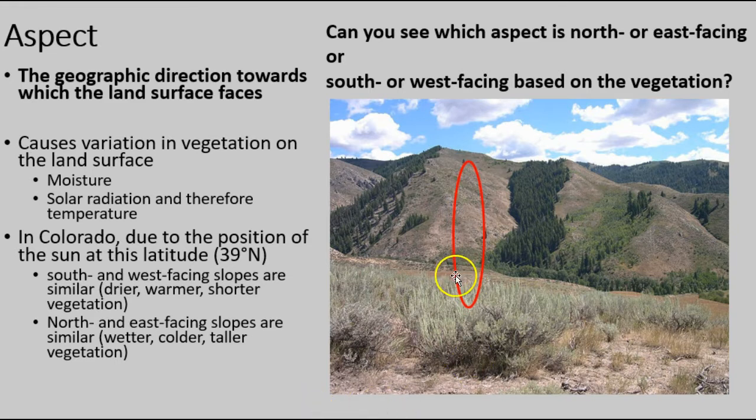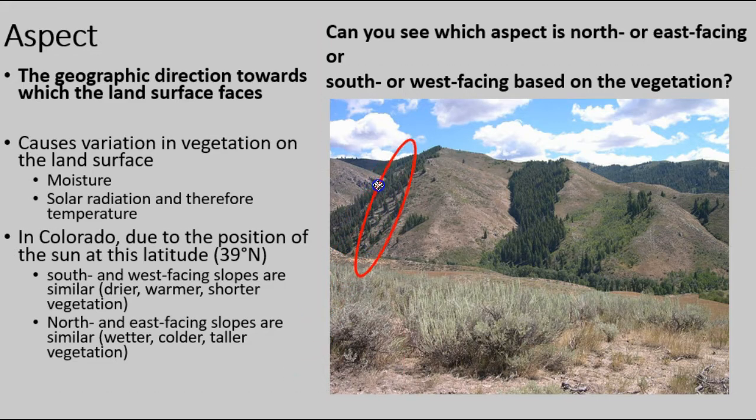Aspect is the geographic direction towards which the land surface faces. In Colorado, the sun's position changes dramatically between seasons from summer to winter. This causes moisture, radiation, and temperature differences on the land surface, and as a result, we have two patterns. South and west facing slopes and north and east facing slopes have similar vegetation.